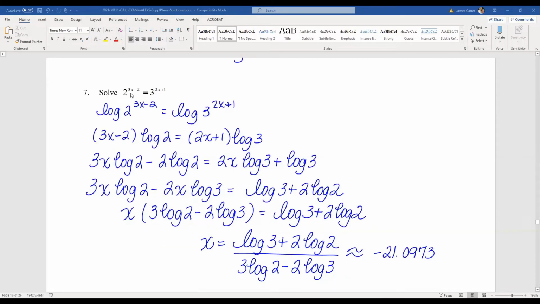Okay, and number 7, we have incompatible bases. So we're going to take log on both sides. First, we're going to bring the powers out front. Then we're going to get all of the x terms on one side, after we've distributed this, distributed that, and get the non-x terms on the other side. We factor out the x's, then divide both sides by this 3 log 2 minus 2 log 3. You end up looking like that, and you can put it in the calculator.